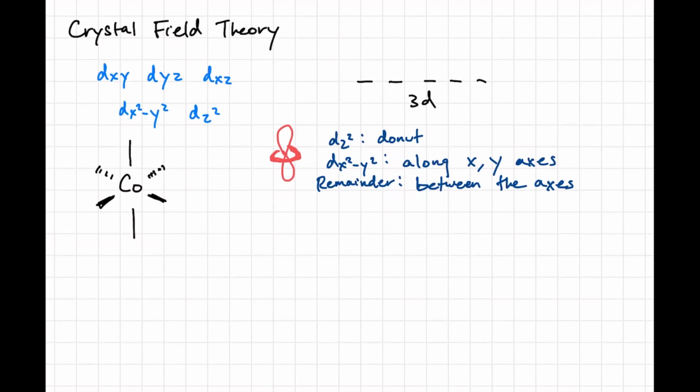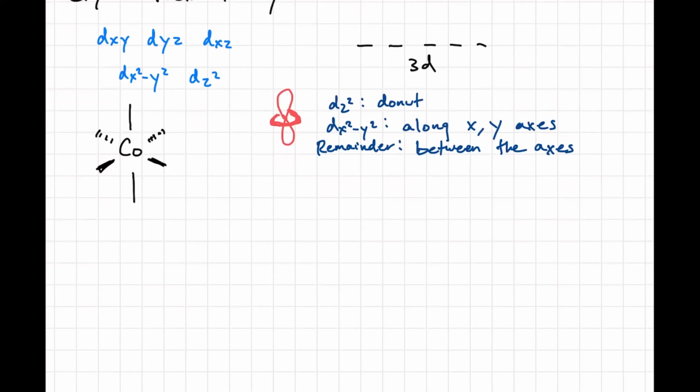But due to the fact that these three orbitals are between the axes, that makes them lower in energy because the overlap isn't as great. Remember, electrons are negatively charged and they don't like to be next to each other if they can help it. So the more overlap there is, the higher the energy. You're kind of pushing electrons together.